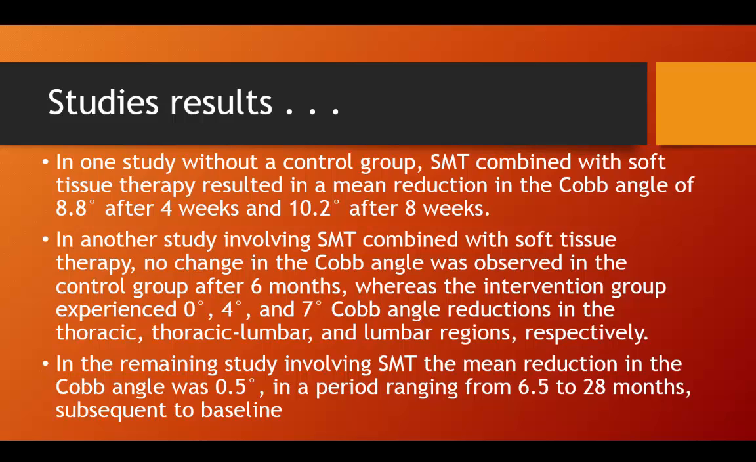In the remaining study involving SMT, the mean reduction in the Cobb angle was only 0.5 degrees in a period ranging from 6.5 to 28 months subsequent to baseline. Note that these improvements in Cobb angles are mainly within the standard error of measure, which has been determined to be about 5 to 7 degrees.